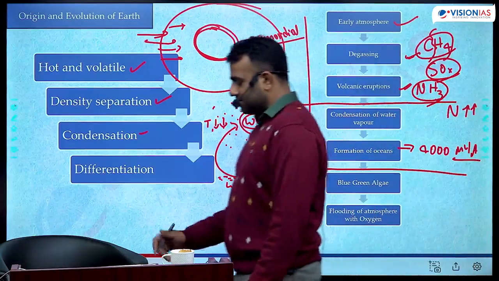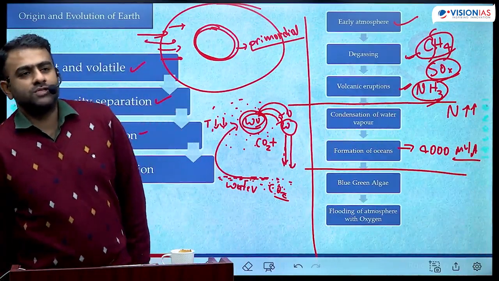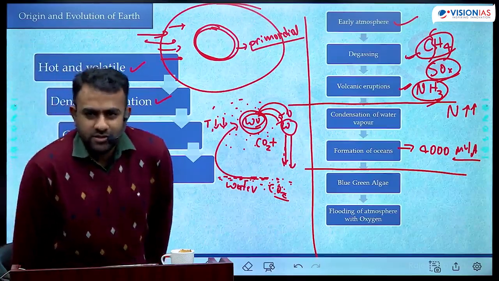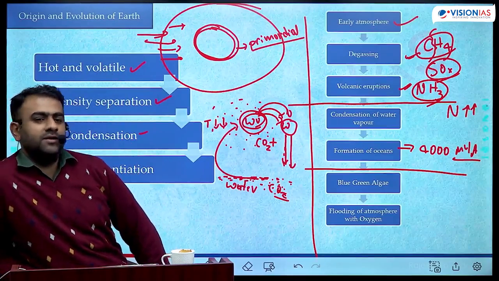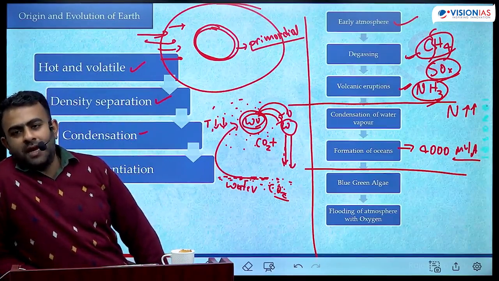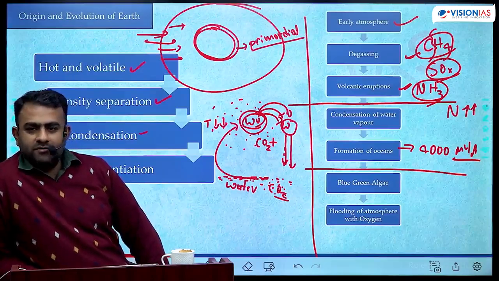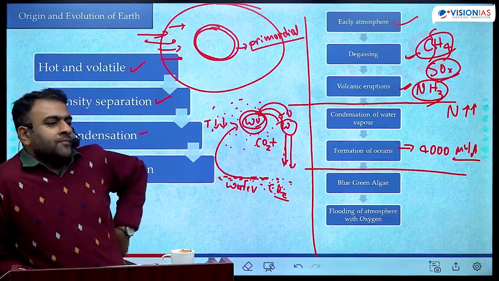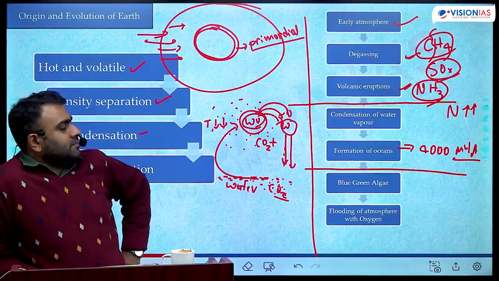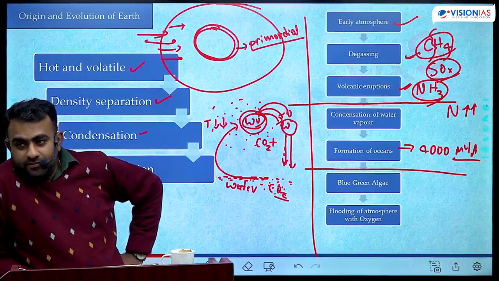I told you, nitrogen is very less reactive. Ammonia photodissociation happens, nitrogen and hydrogen separate, and hydrogen, being very light, escapes into outer space. Nitrogen will not escape. Neither does it react, nor does it form any compounds very easily. It starts to accumulate. Oxygen is still very less.